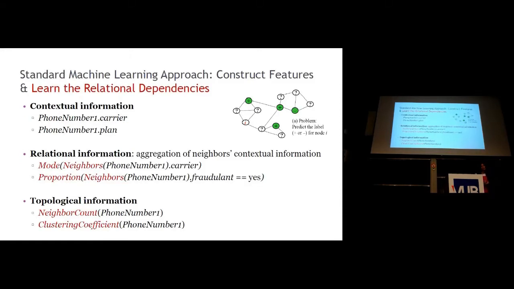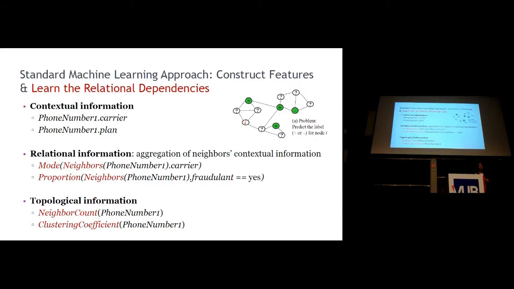And so a standard machine learning approach would be to construct features and actually learn this relational dependency. And so one way that you can do is you can say, well, maybe I have some contextual information on the node itself. The example here is a network of phone numbers. So a node is a phone number, and a phone number calls another phone number. And maybe for a phone number, I know the carrier or the plan of the phone number. And maybe there is some dependency between the carrier or the plan and some fraud activity.